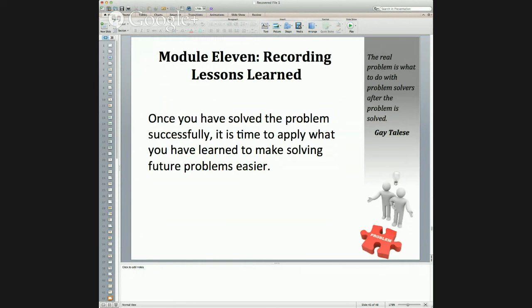Module 11, recording lessons learned. Once you have solved the problem successfully, it is time to apply what you have learned to make solving future problems easier. Planning the follow-up meeting. Have a follow-up meeting after the solution has been implemented. Here are some things to consider when planning this meeting.